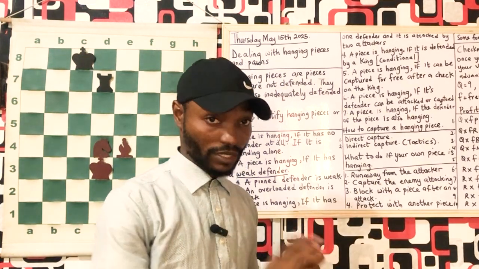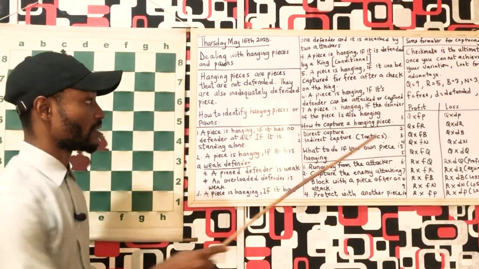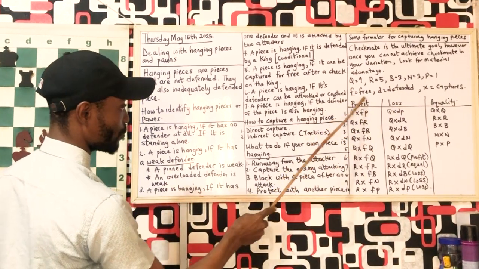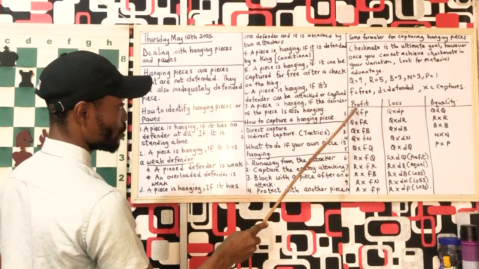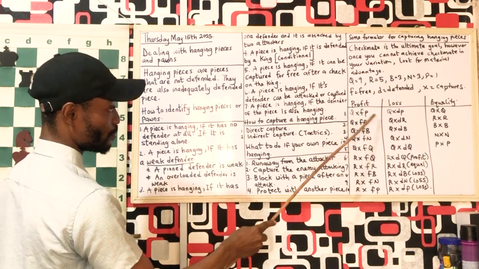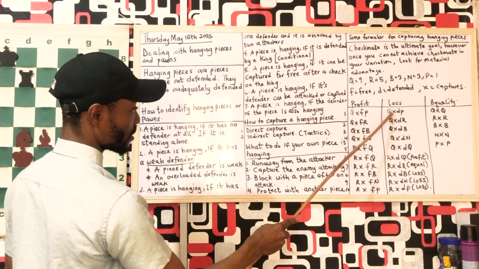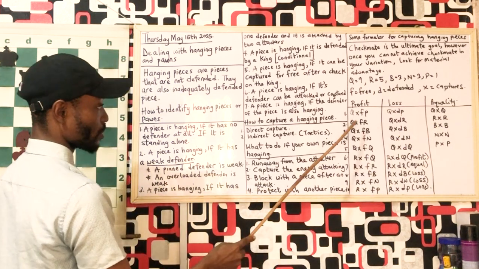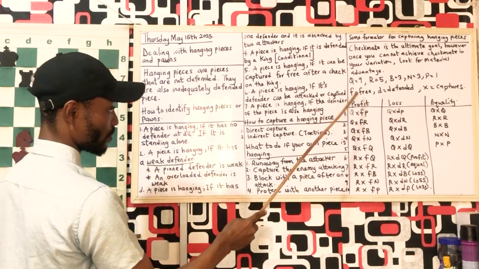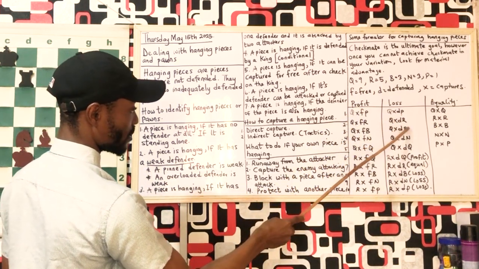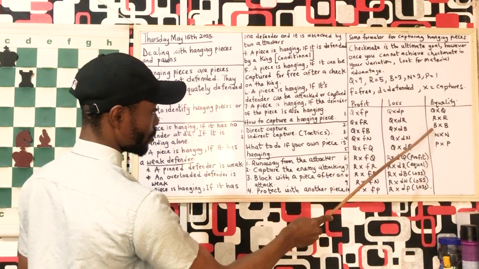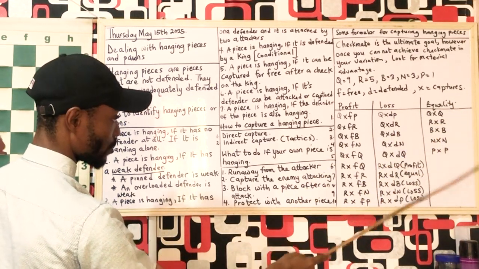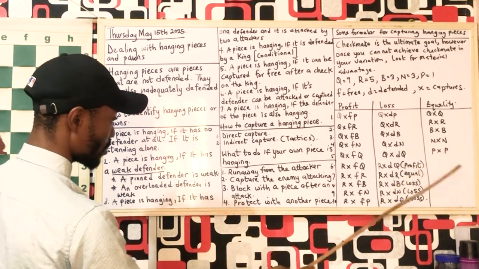In this case, if queen takes a pawn, free pawn, F is for free, D is for defended, you make a profit. Queen takes a free pawn, makes a profit. Queen takes a defended pawn, you make a profit. If queen takes queen, it is equality. Queen takes free rook, is a profit. Queen takes defended rook, is a loss. Rook takes rook, equality. Bishop takes bishop, equality. Knight takes knight, equality. Pawn takes pawn, equality.